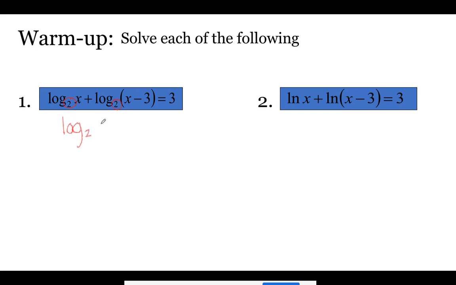Log base 2. Not sure what's going on with the pen these days. It's just like being at school.